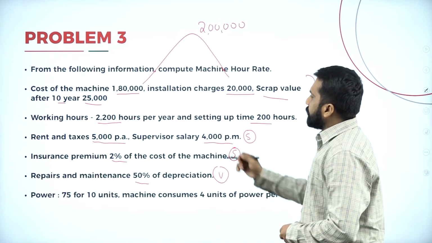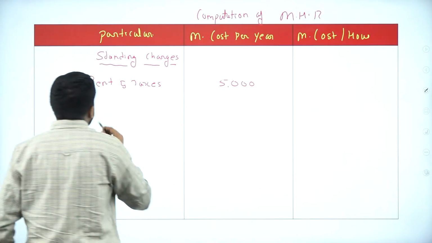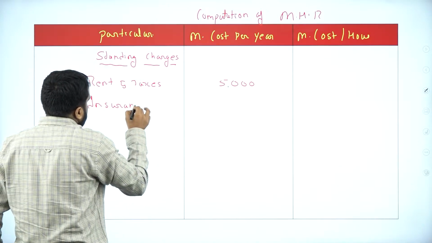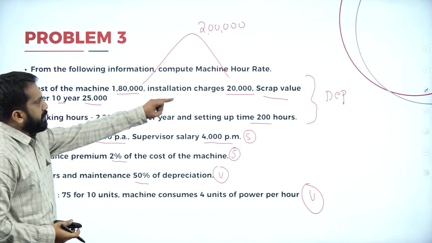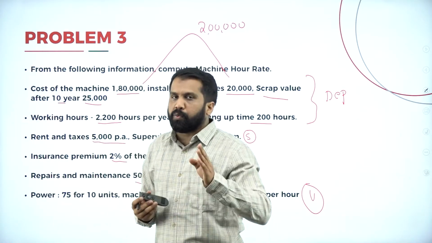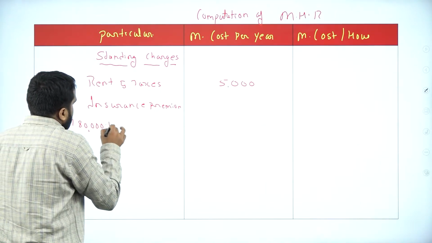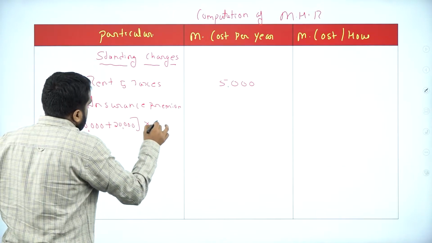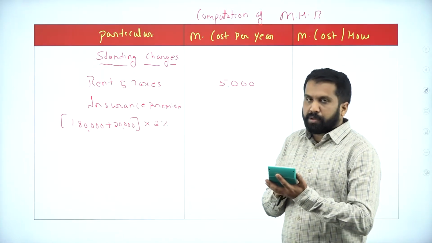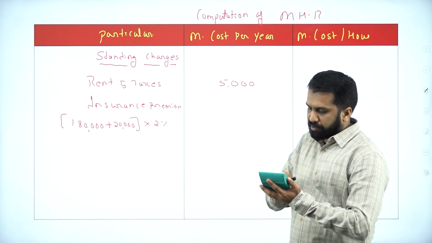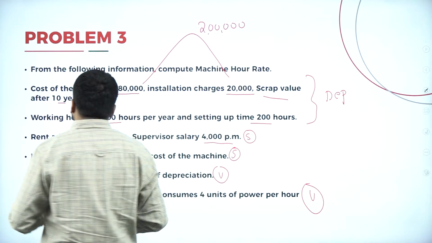Next, after rent and taxes, we'll go with insurance premium. How much do we have? 2% of the cost of the machine. What is the cost? 1,80,000 plus installation. Installation is always part of your cost. 180 plus 20, it will be 2 lakh. On 2 lakh, 2% is the percentage, and I got 4,000. Your answer is 4,000.